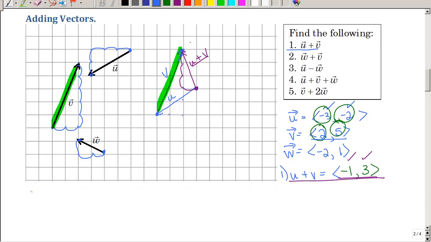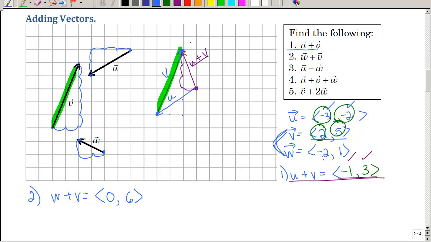Let's see if we can do number 2. We want to do w plus v. Alright, so we want to add those two together. Well, if I add the x part, I'm going to get 0, and if I add the y part, I get 6. Well, let's see if that works graphically as well.